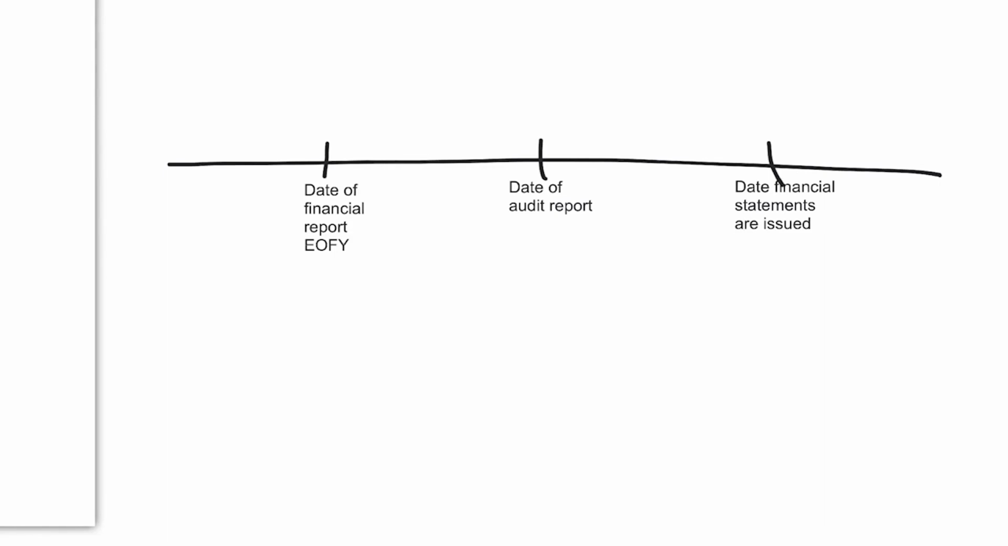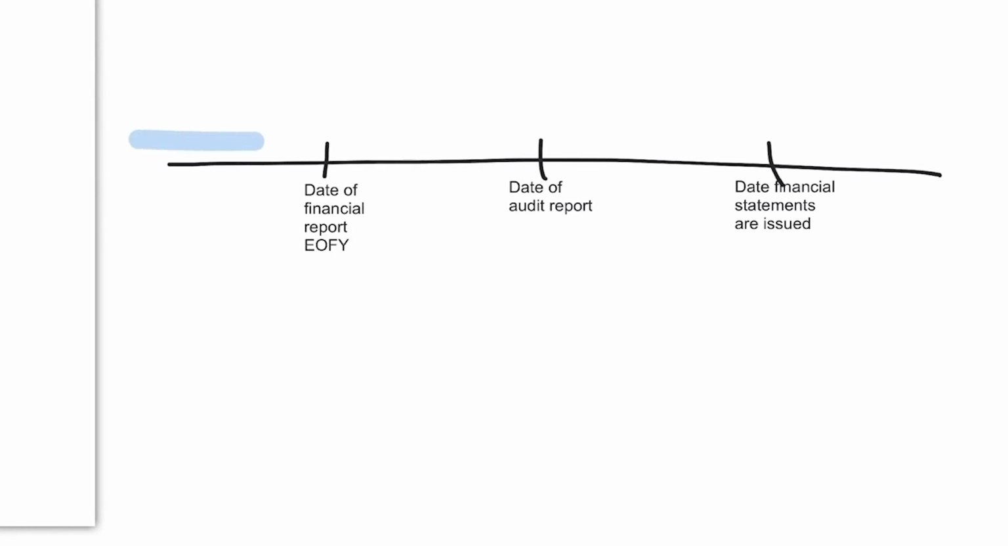I'm going to draw a little timeline here. All right, so we have the date of the financial report, which is essentially the end of financial year. Then we have the date of the audit report, and then we have the date the financial statements are issued. So let's break these down into components. Date of the audit report, date of the end of the financial year, and the date the financial statements are issued. So I'm going to do period 1 in blue, okay?